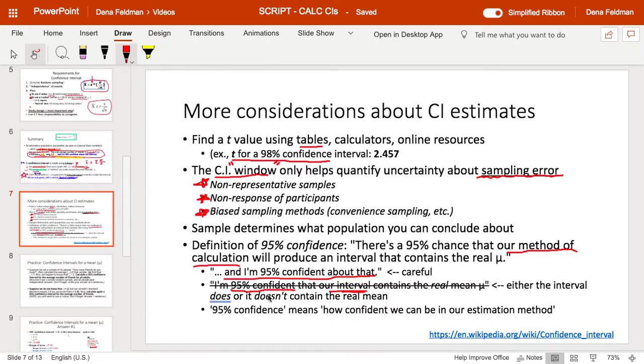There's no probability about it. Statisticians would get very specific about this. And this is a very common thing that even many scientists confuse. So when you see the word 95% confidence, it means there's a 95% chance that our method of calculation produces an interval that does contain the real mean. It means how confident we can be that our estimation method produced a meaningful estimate for the real mean.